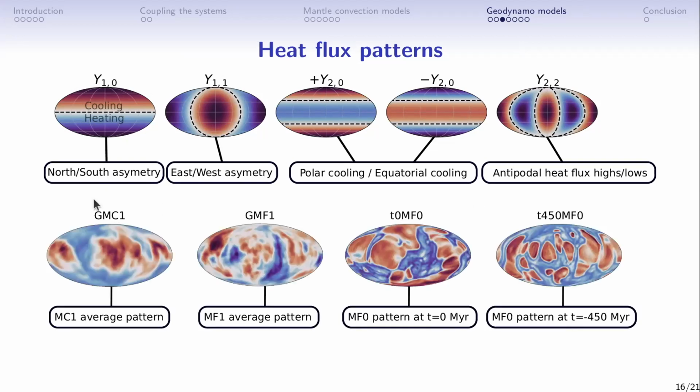We also use more complex patterns that are extracted from the mantle convection models that I showed previously. So GMC1 is the average heat flux pattern in the MC1 case. GMF1 is the average heat flux pattern in the MF1 case. T0 MF0 is the pattern at the present day in the MF0 case. And T450 MF0 is the pattern at 450 million years ago in the MF0 case. And I will quantify the amplitudes of these patterns by normalizing it with the inner boundary flux.